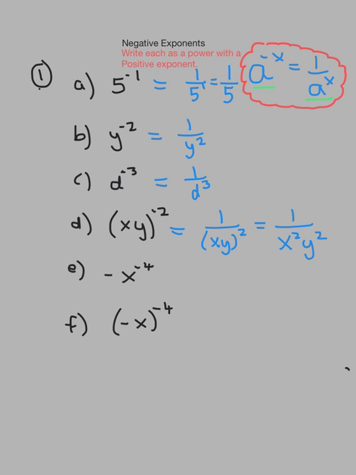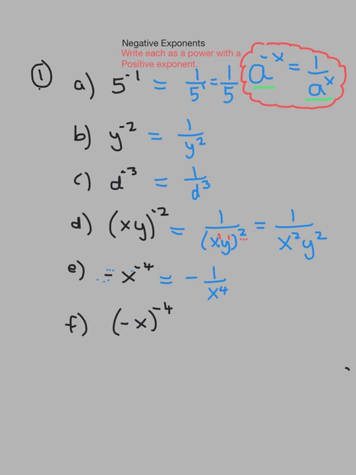And what we've got there is that 2 multiplies by the 1 that's on the x and the 1 that's on the y. 2 times 1 is 2, and 2 times 1 is 2, to give you x squared y squared. Now, interesting here, the negative here has nothing to do with the negative there. So this becomes negative 1 over x to the 4th. And that's how we leave it.